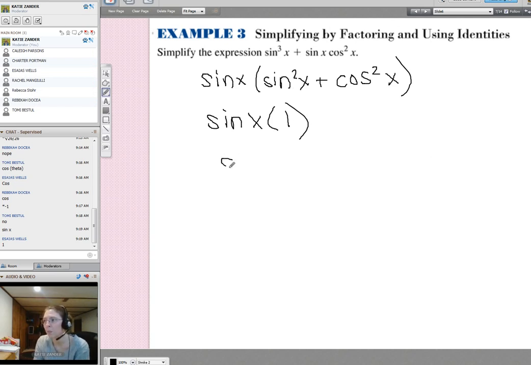So obviously multiplying by 1 doesn't change what we got there. So this is going to simplify down to just a sine x. So this one wasn't too bad. Questions with that? So we're always on the lookout for those Pythagorean identities.